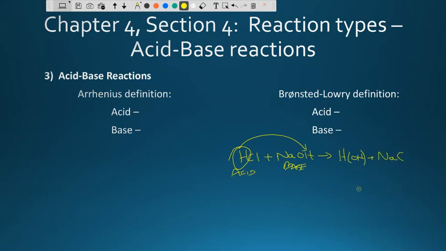Now, in this case, if I was going to reverse the reaction, what would have to happen? I'd have to give the hydrogen back into my chloride. So the hydrogen would go back in here. It would take it in. That would make this my conjugate base. Even though it's a salt, it would behave like a base. And even though this is water, which is supposed to be neutral, it would act as an acid. So that's how that works.